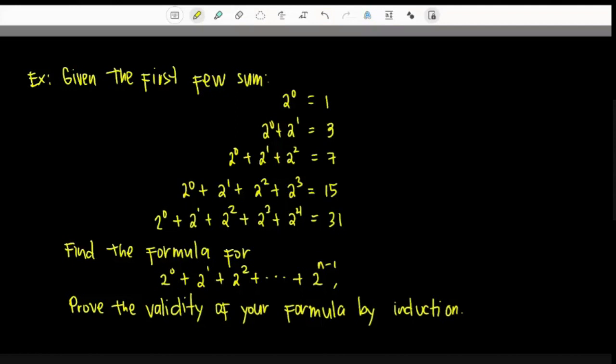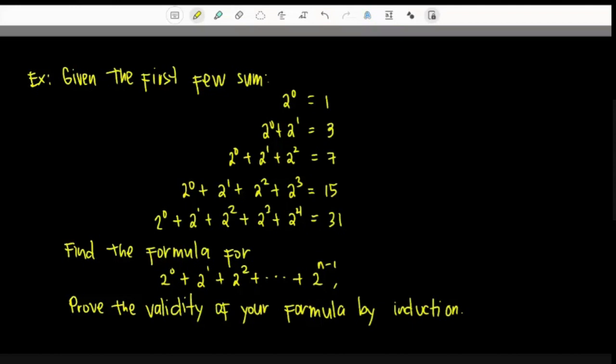So now we want to find the formula for this pattern. What if in general, we have 2 to the 0, 2 to the 1, 2 to the 2, up to 2 to the n minus 1? That's the sum of n powers of 2, right? So we have n powers of 2 starting from 2 to the 0 up to 2 to the n minus 1. And after asserting a certain formula, we want to prove the validity of that formula by induction. Now, it's easy to find the pattern for this sum, right?